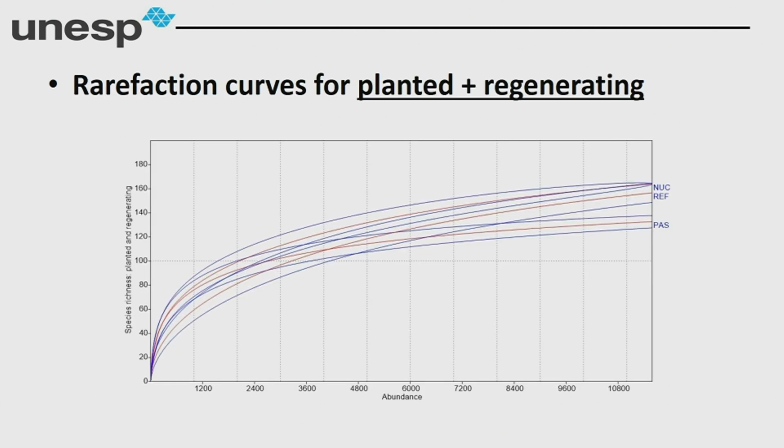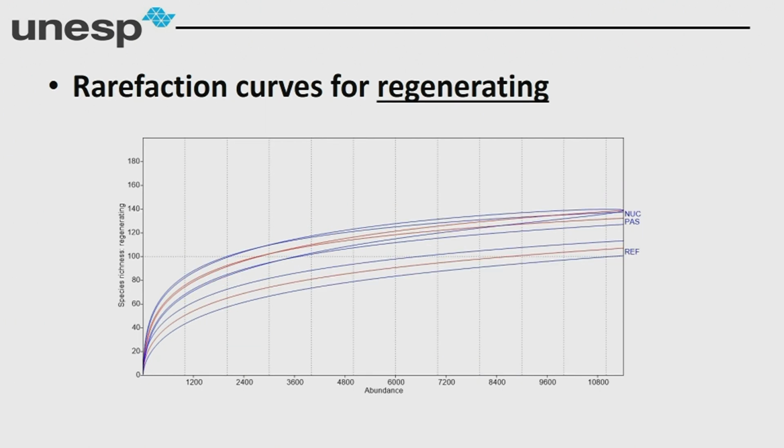Looking at richness, when considering planted plus regenerating individuals, we had nucleation and reforestation with the higher rates of richness, and passive restoration the lowest. However, when considering only regenerating individuals, nucleation and passive restoration had the highest richness, and reforestation the lowest.